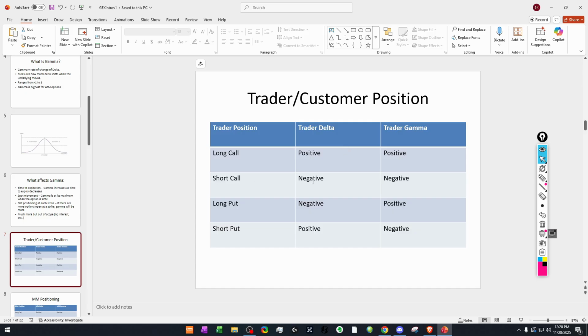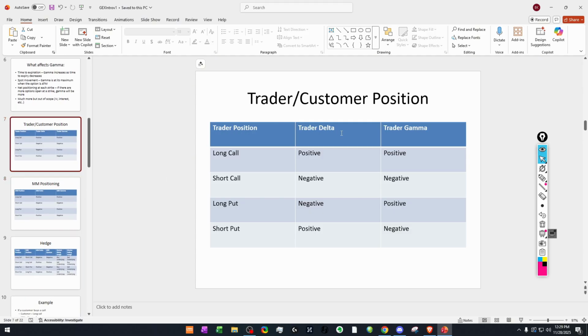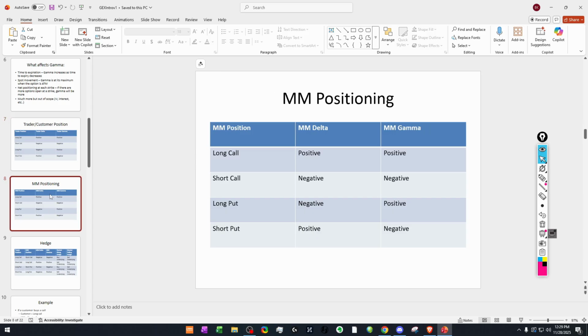If they're short a call, they have negative delta and negative gamma. If they're long a put, they have negative delta and positive gamma. And if they're short a put, they are positive delta and negative gamma. And then based on what the trader or customer, and this just refers to anybody that's not a market maker, so it could be a retail trader, banks, a fund, different institutions are considered customer positioning. Market maker, same exact thing.